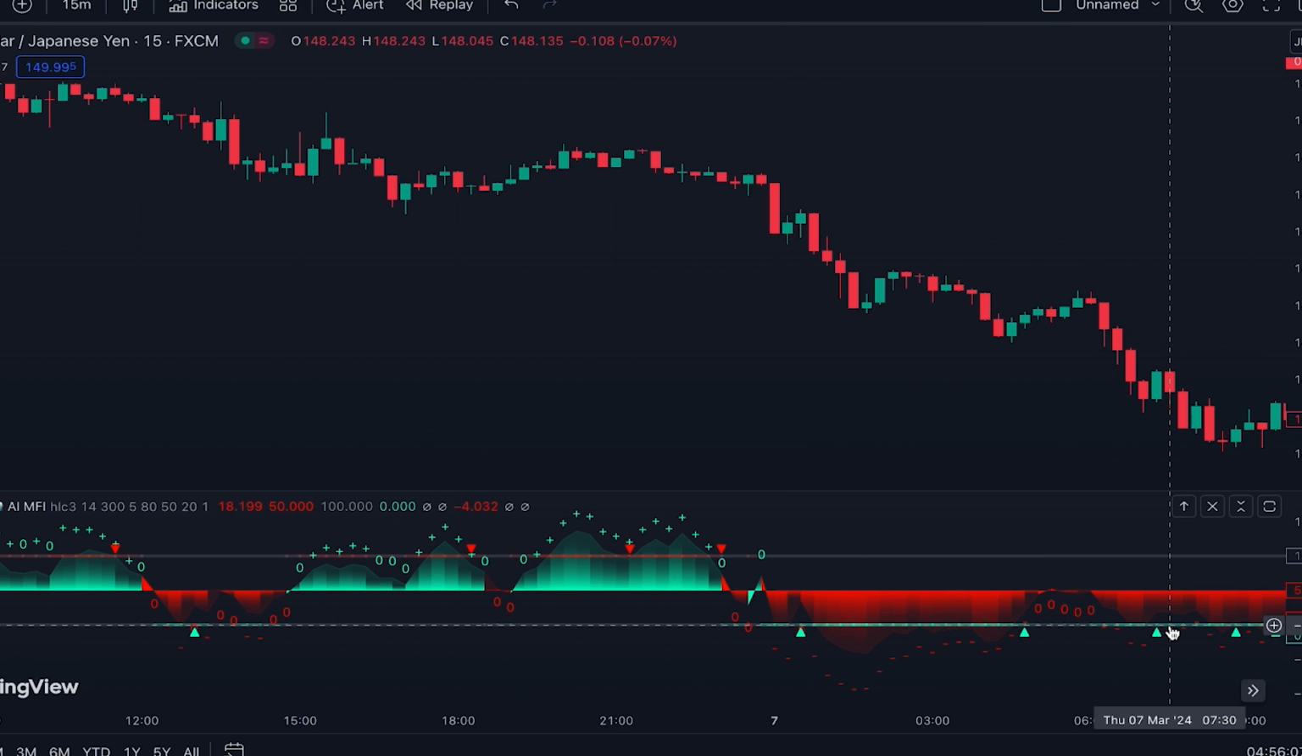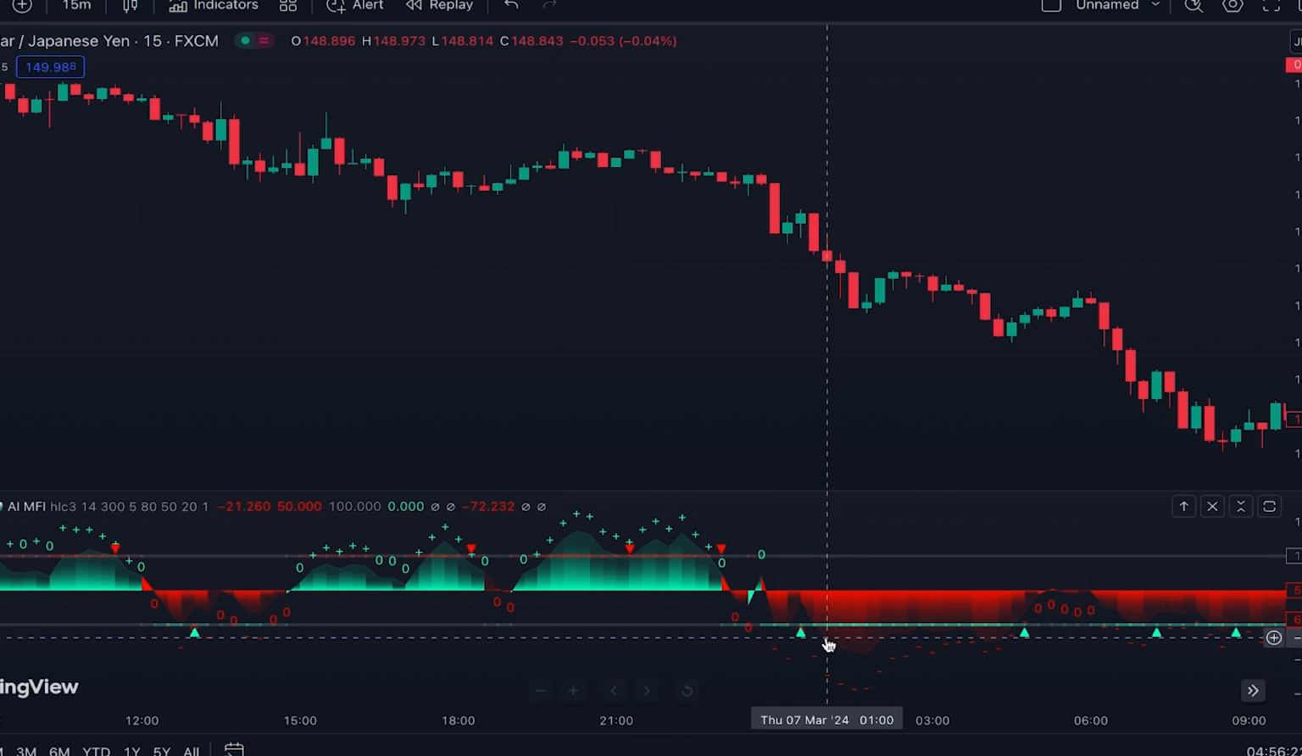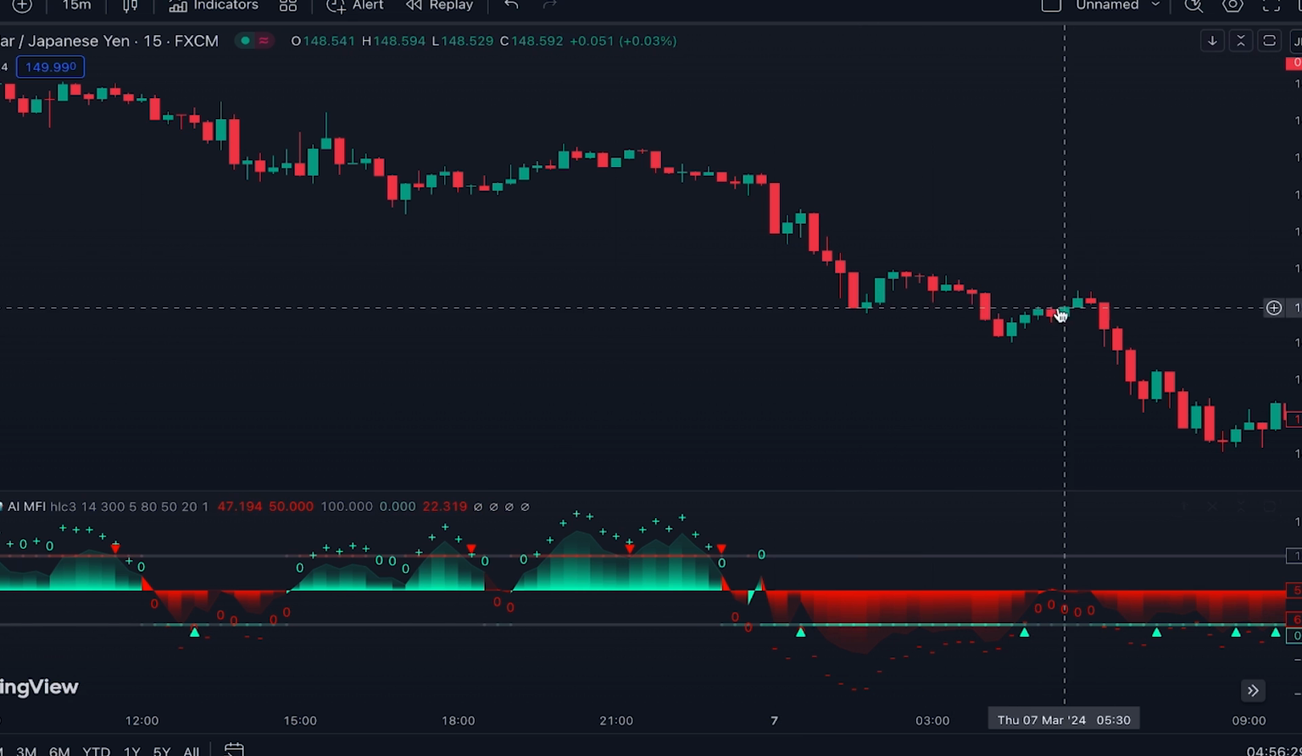signals. But please don't rely only on these buy sell signals, because if you're familiar with the concept of overbought and oversold conditions, you know that not every signal is suitable for trading, and many times we have just a pullback after them.